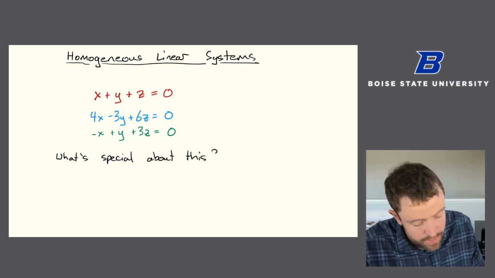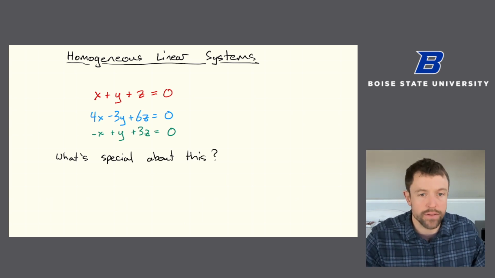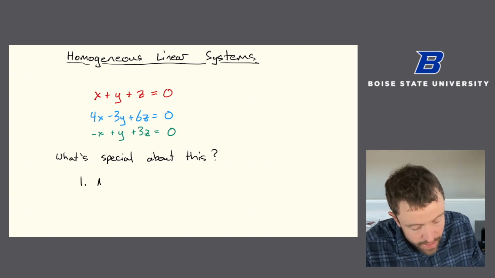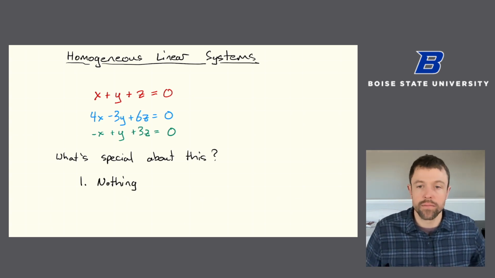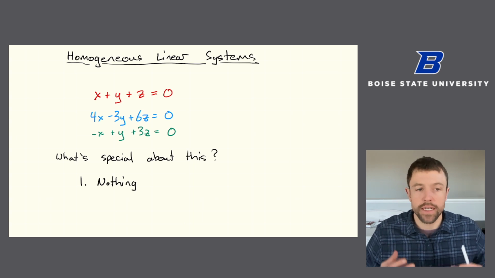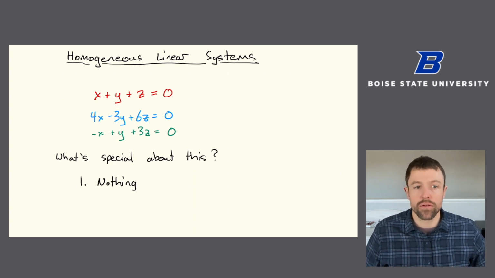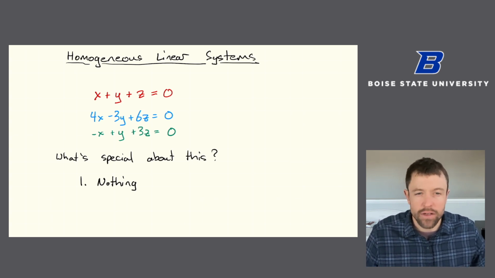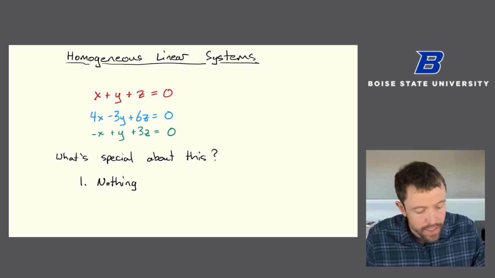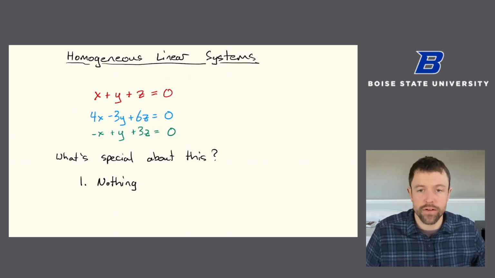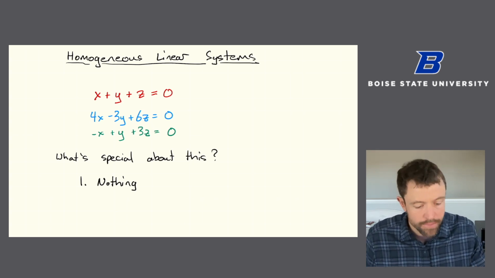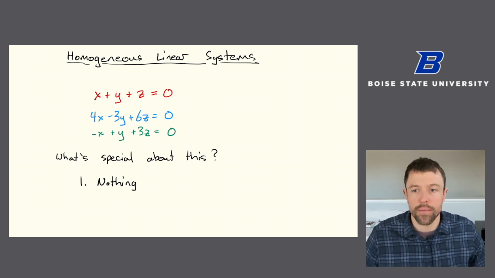What's special about this? And I'd give three answers to this. The first answer I would give is nothing. A homogeneous linear system, if we're trying to solve it, we're going to approach it exactly the same way as we would approach any other linear system. It'll be a bit less complicated to solve, I guess, in some sense. That is, we have a bunch of zeros, and anytime you have zeros, that makes the arithmetic a little easier, but we won't do anything differently. So in some sense, there's nothing special about them.